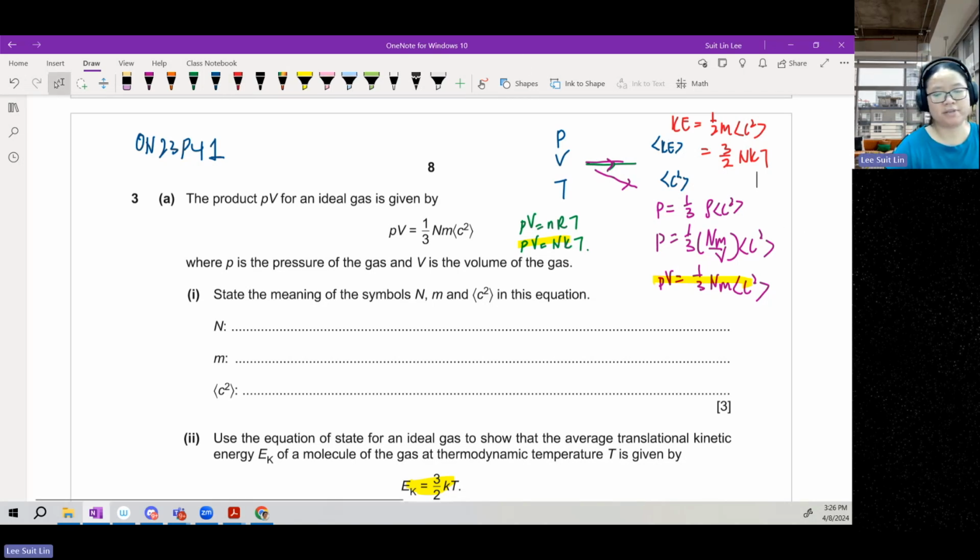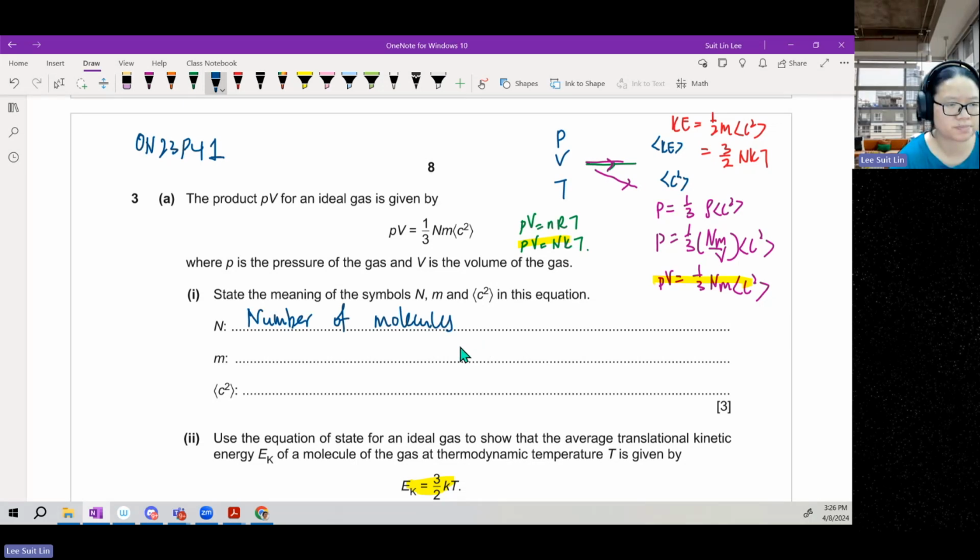But first, you're asked to define the symbols. So the symbol N is the number of molecules. Do not write short form in exam. Number of molecules or gas molecules. m is mass of one molecule. And c squared would be the mean square speed of one molecule.